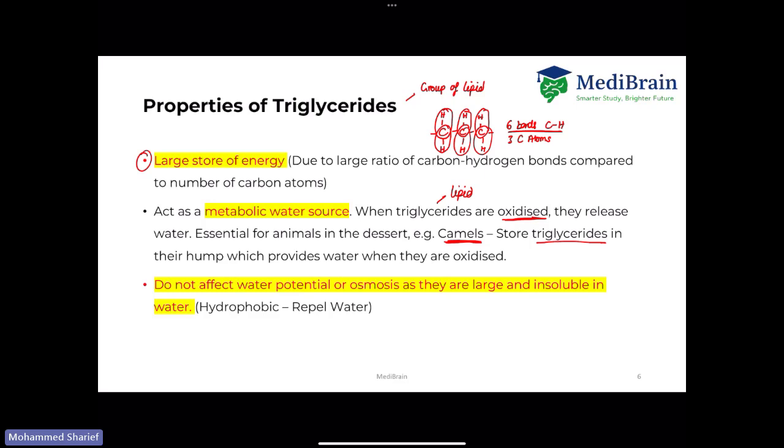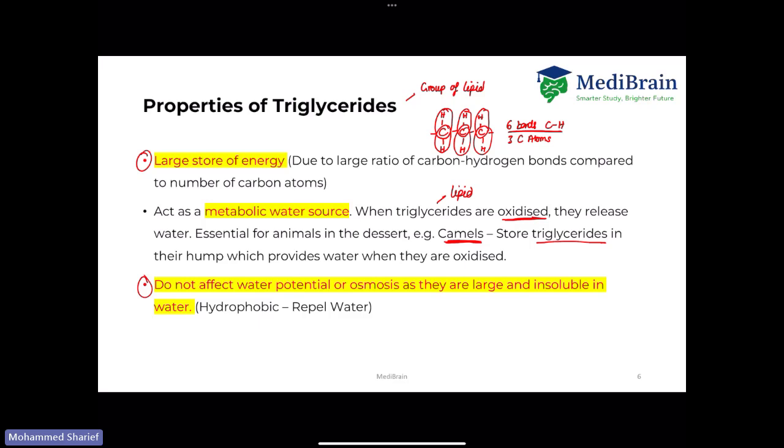The next one, easy to remember. It's the same for starch. It's the same for cellulose. It's the same for glycogen. It's the same for triglycerides. Remember this point. It's not going to change. Triglycerides do not affect the water potential as they are large and insoluble in water. Just learn that point. We've already looked at this point for starch, cellulose, and glycogen. This is a property that you will just know off the top of your head because it's so common in biology and it's a common property that everyone has. It does not affect the water potential because it is large and insoluble.